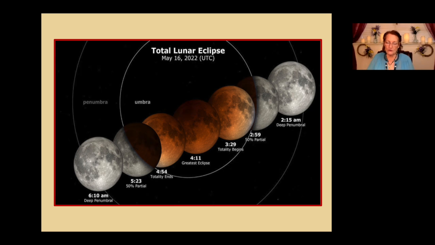And then it reaches what they call totality, or the full eclipse. And as it keeps moving, it leaves the shadow. And then again, it is a partial eclipse, part in the shadow, until it is done.